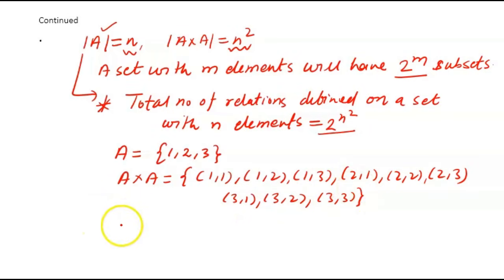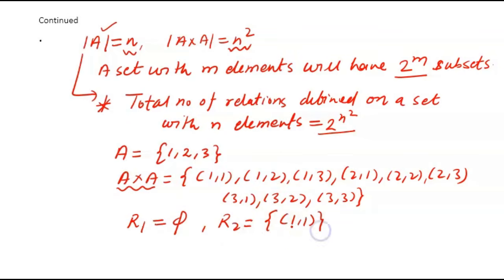Now let us write some relations that we can define on it. Suppose I write the first relation R1, which is the empty set. It is also a relation because the empty set is also a subset of A cross A. Suppose I write another relation R2. I can take just one element, (1,1). So (1,1) is also a relation. Suppose I define another relation where I take (1,1), (2,3) and (3,1).